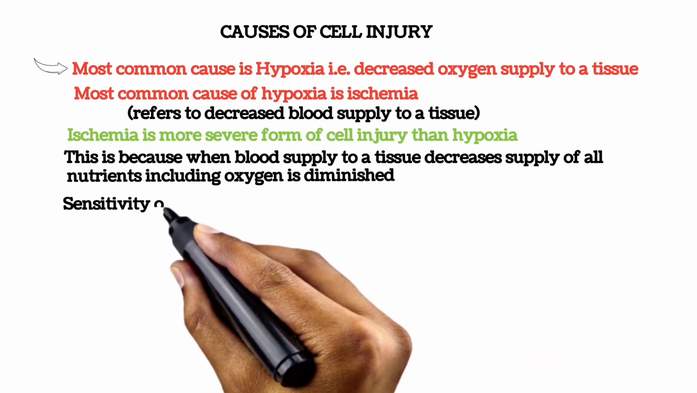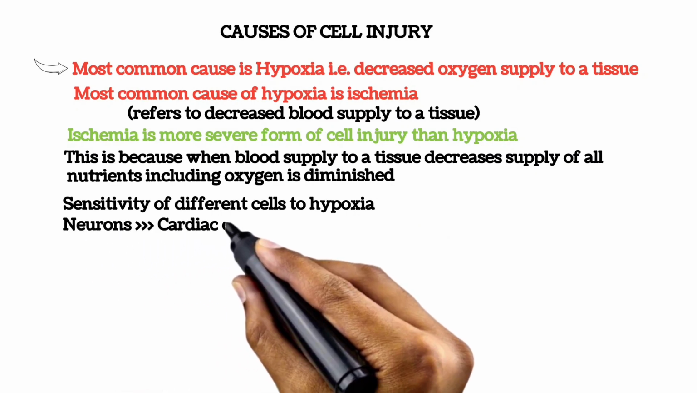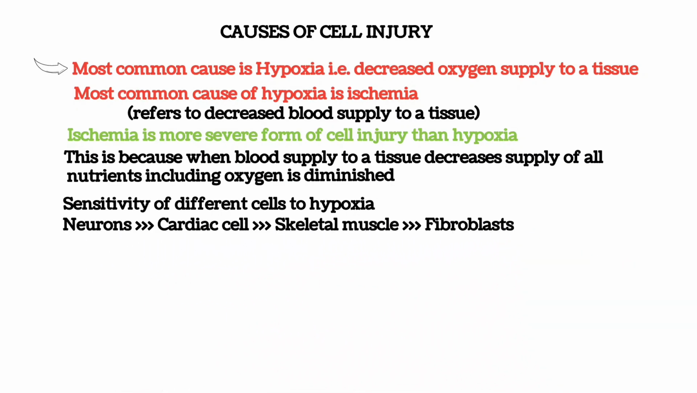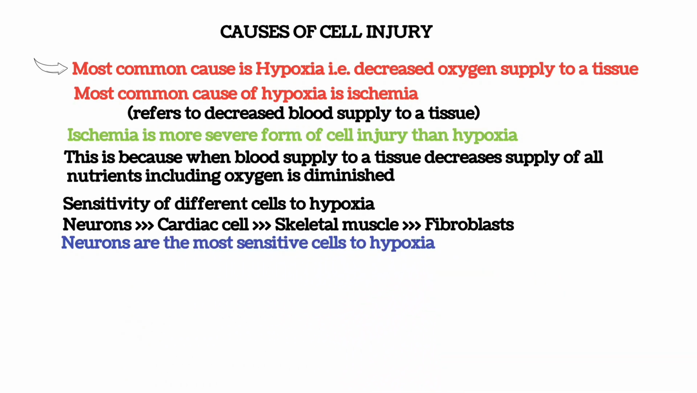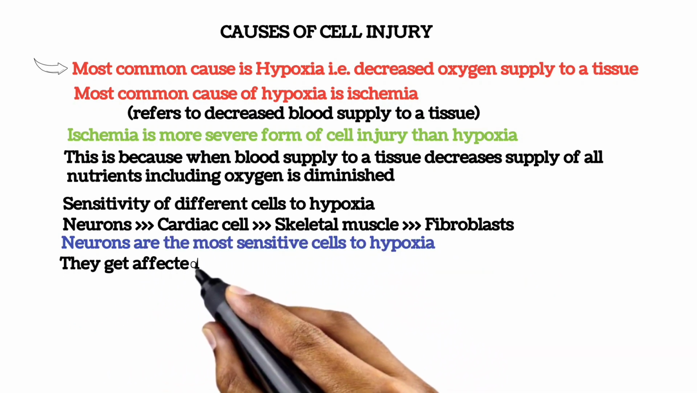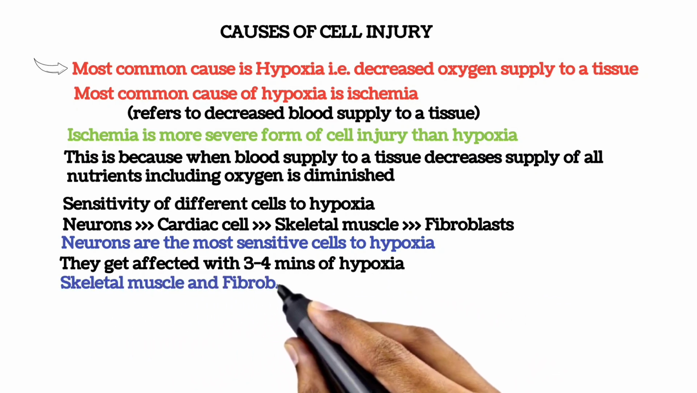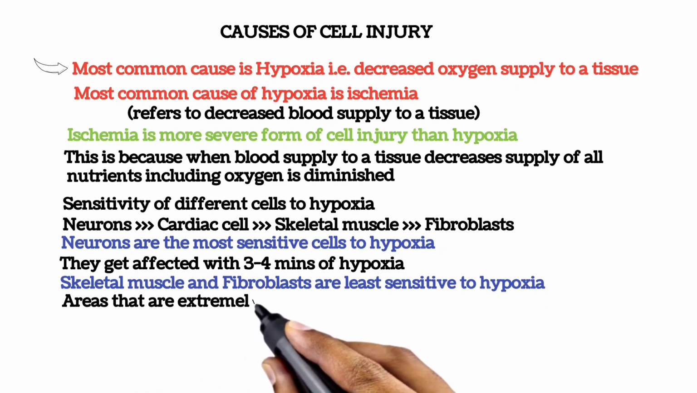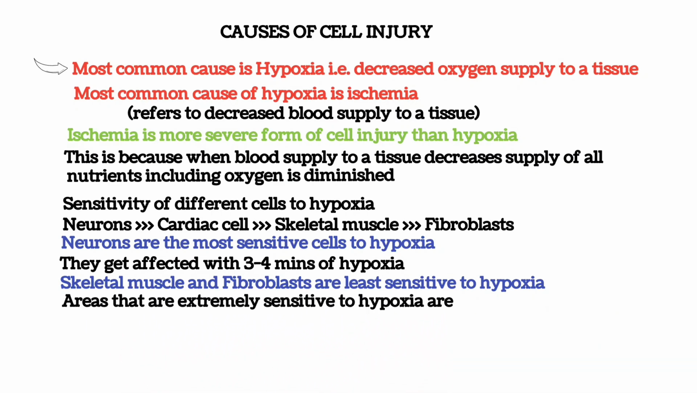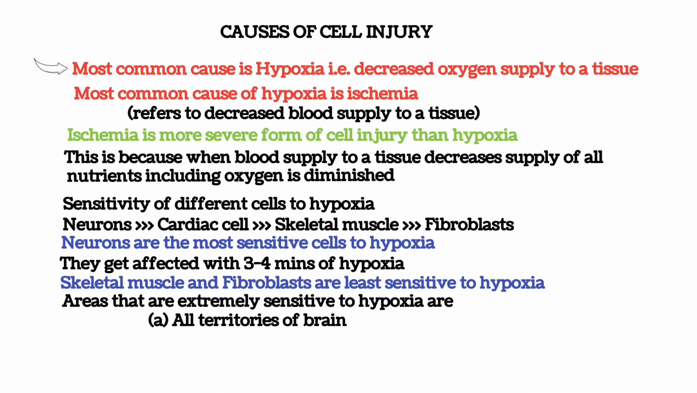Let's see the sensitivity of different types of cell to hypoxia. Neurons are the most sensitive to hypoxia. They get affected within 3 to 4 minutes of hypoxia, while skeletal muscles and fibroblasts are the least sensitive cells to hypoxia. There are also some extremely sensitive areas of our body to hypoxia. These include, first, all territories of the brain, as neurons are the most sensitive to hypoxia. Second is subendocardial tissue, and third is watershed areas in the intestine, like the Griffith point and the splenic flexure.